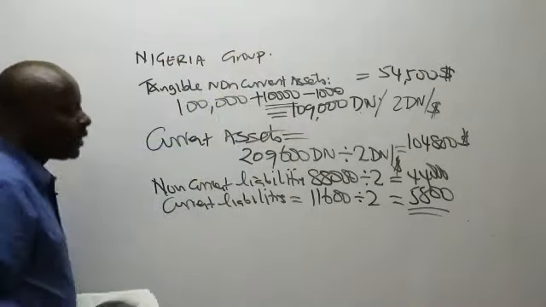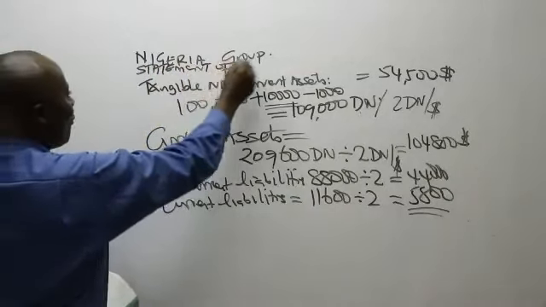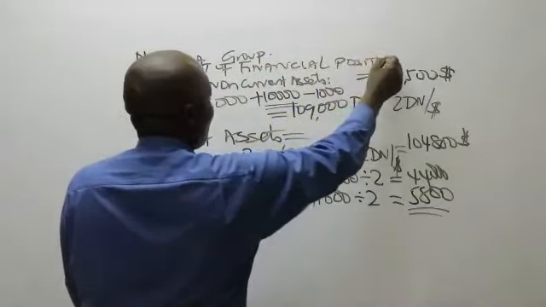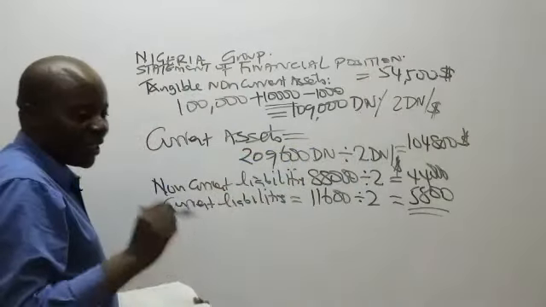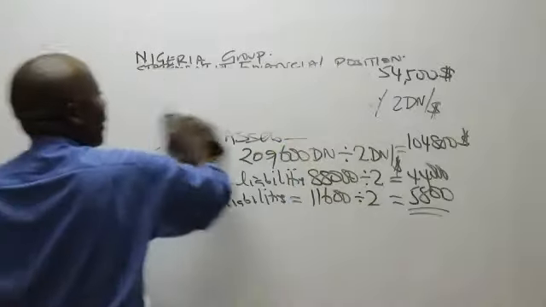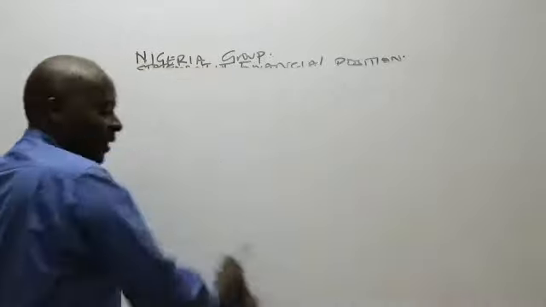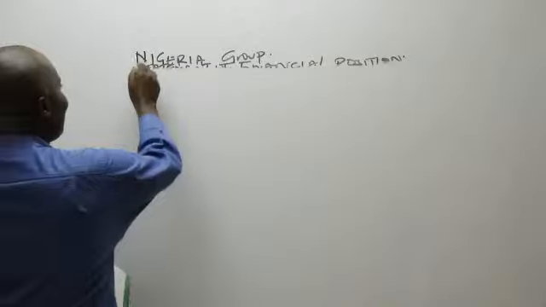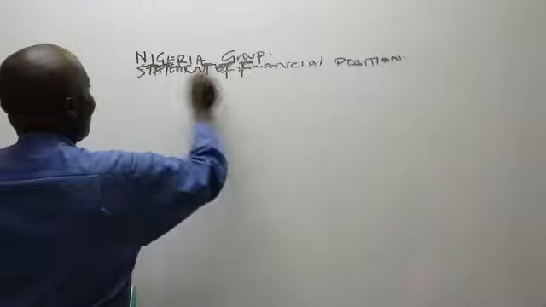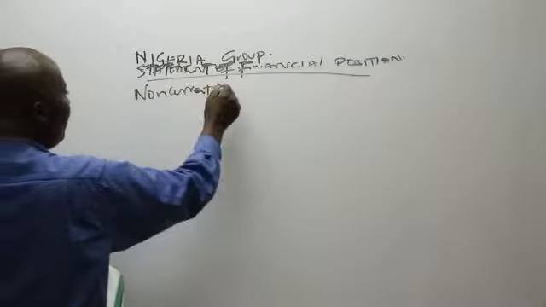Nigeria Group. Statement of financial position, as at whatever. I know that language, you guys are quite used to it. So we start with the assets, of which we shall begin with the non-current assets.